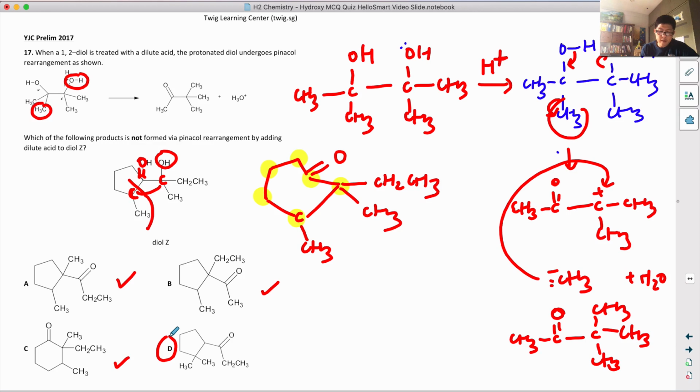Some of you might have to spend a bit more time looking at this and see whether you can get the answer. This question is a bit more tricky. It's for you to see a pattern and see whether you can derive from the options given. So that's how we do question 17.